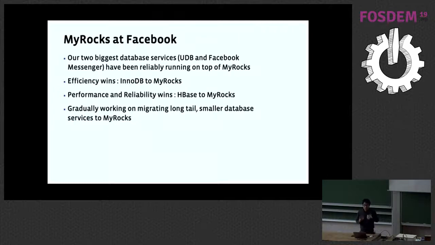The current state of MyRocks at Facebook: we created MyRocks for running on Facebook. We have two very large databases. One is called UDB, which stores Facebook users' activity data, like likes or comments. The other is Facebook Messenger, storing Facebook messaging activities. These two databases were migrated to MyRocks and have been running in production for more than a year. The InnoDB to MyRocks purpose was saving space, so this was efficiency gains. The HBase to MyRocks purpose was different. Space was almost the same because both are LSM, but performance and reliability were much better with MyRocks. These wins are huge for us. And we also started gradually working on migrating long tail, smaller database services to MyRocks.